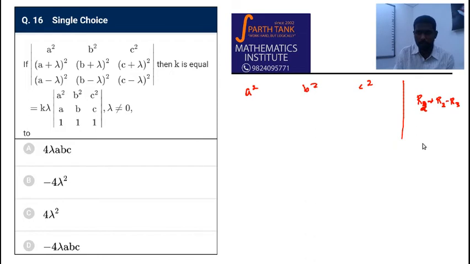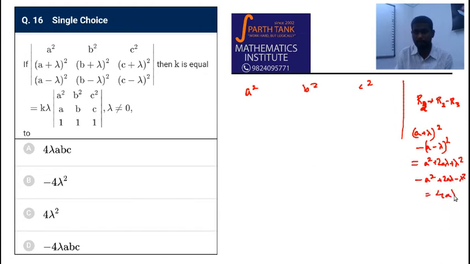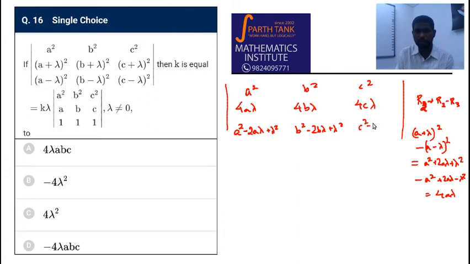So here, if you remember, (A plus lambda) the whole square minus (A minus lambda) the whole square is going to become A squared plus 2A lambda plus lambda squared minus A squared plus 2A lambda minus lambda squared, or 4A lambda. So the advantage of doing this is I get 4A lambda here, 4B lambda here, and 4C lambda here. And then this also can be expanded and written: A squared minus 2A lambda plus lambda squared, B squared minus 2B lambda plus lambda squared, C squared minus 2C lambda plus lambda squared.